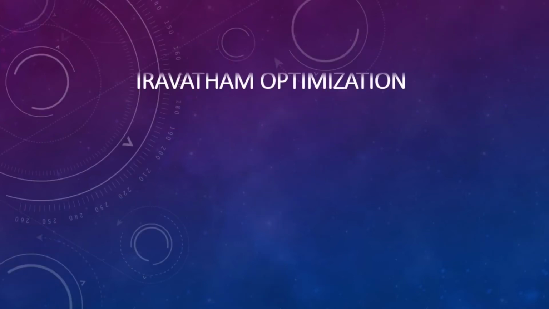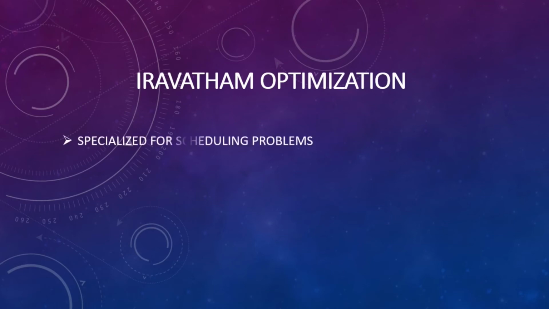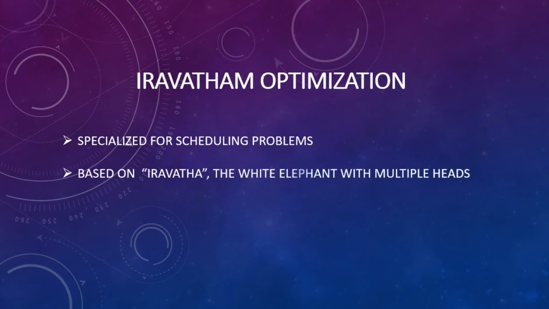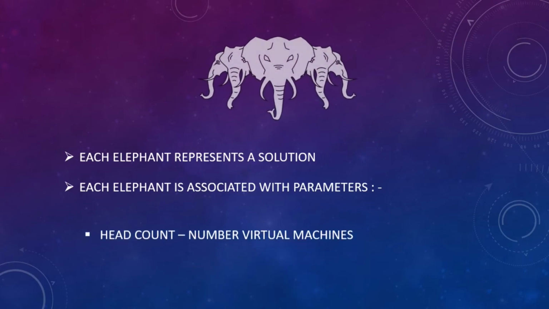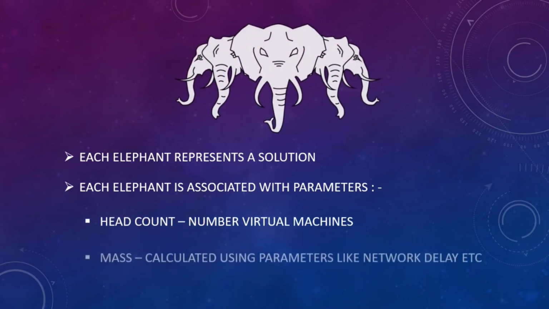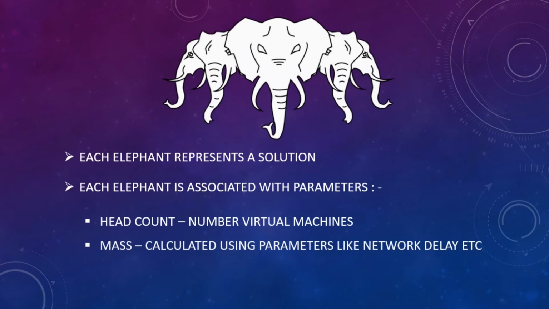Whereas, iDiagram Optimization is a specialized meta-heuristic optimization algorithm for VM scheduling optimization. As depicted in Hindu mythology, iDiagram is an elephant with multiple heads. And in our algorithm, each of these elephants represents a possible unique solution, and each of them is associated with two parameters, a head count and a mass.